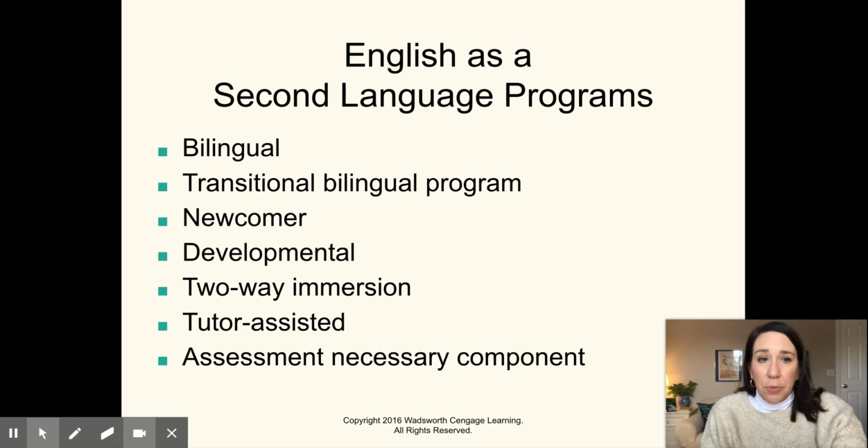English as a second language programs. Read over this in your text. It's important to know how different programs work.